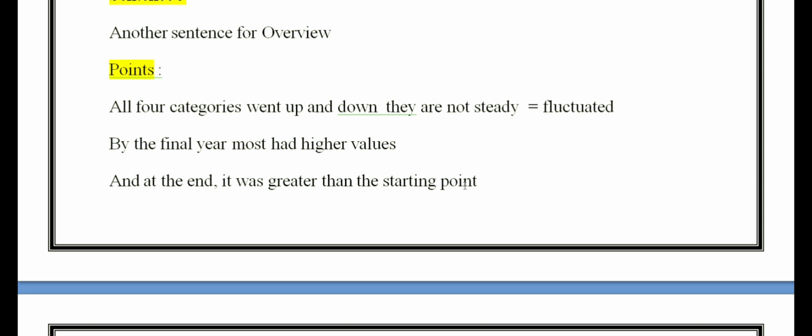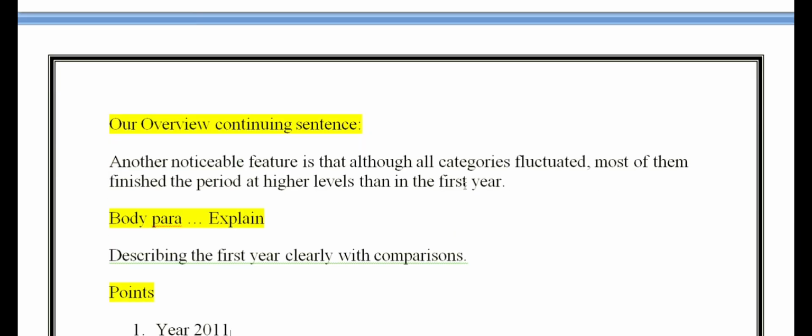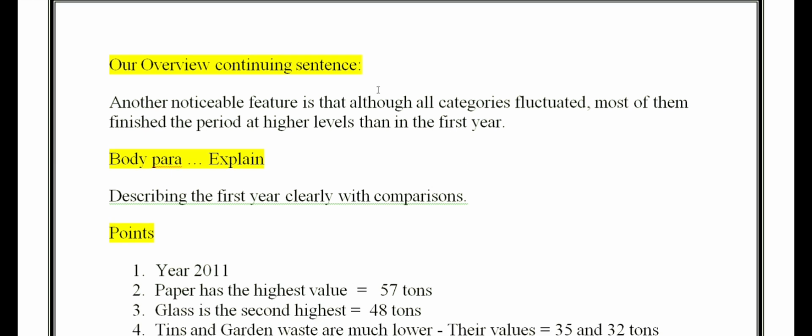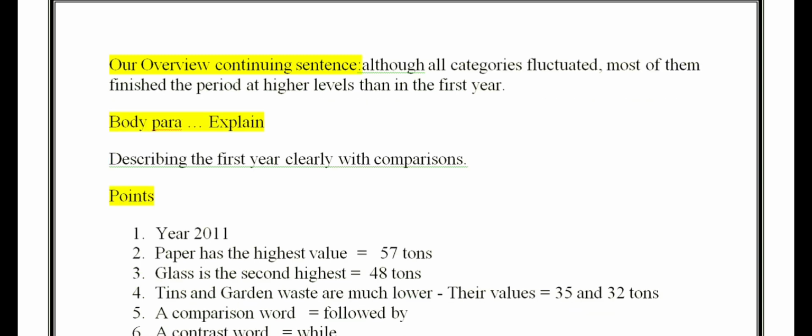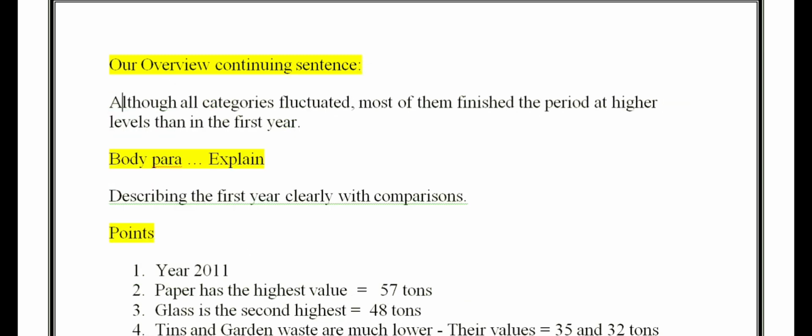Okay, now after collecting these points, it's the sentence. So the overview, continuing sentence. Another noticeable feature is that, if you want, you can include these 4 words or you can directly go with the answer, which is although. Starting letter should be capital. So it is although all categories fluctuated, categories, that is the 4 list which is given. All categories fluctuated. Insert a comma after the clause. Most of them finished the period at higher levels than in the first year.